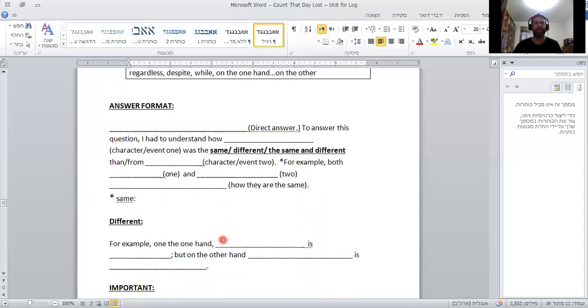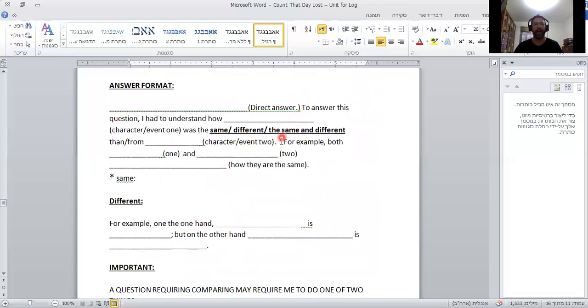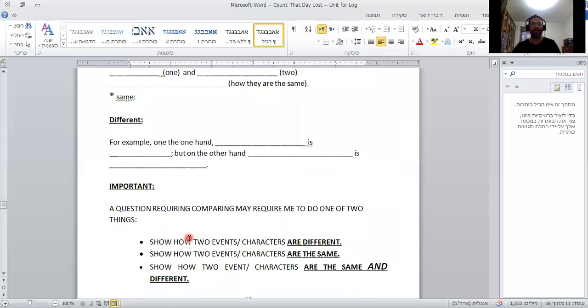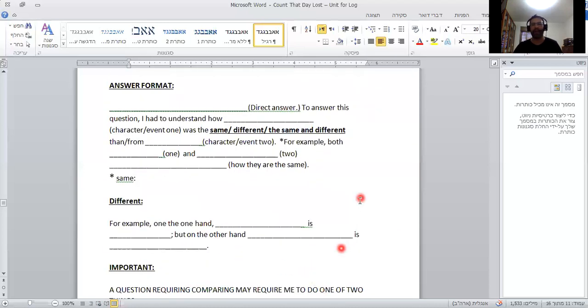So this is from here up to here. The answers for the same and different are the same. From the asterisk, from the kochavit down here, it is showing how they are the same, comparing. And if I want to show how they're different, it's on the one hand, mitzad achad, but on the other hand, mitzad sheni, and I show how they are different. Okay? So I wish you the best of luck and have a good day.